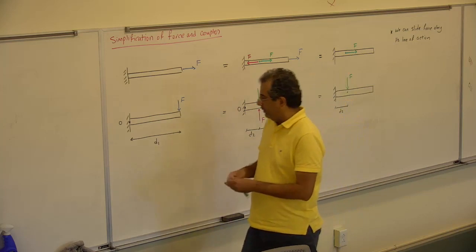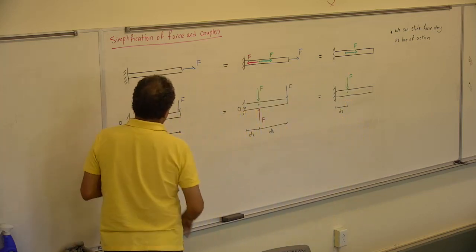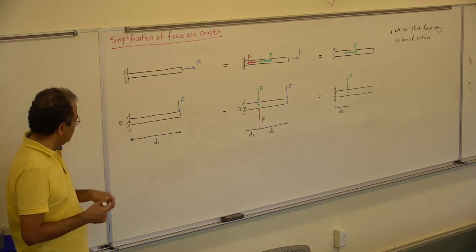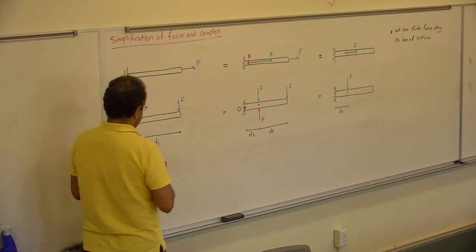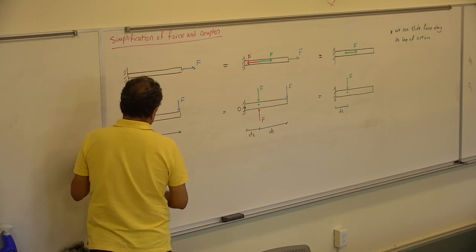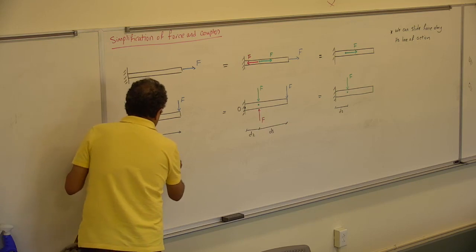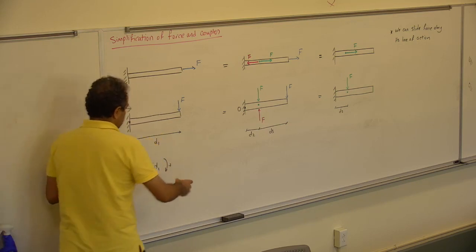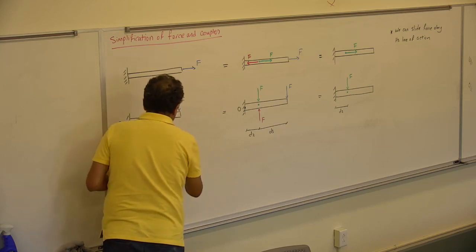So here, how much is the moment? At what point? How much moment does force F have about point O? F times D1. So in case one, it's going to be F times D1. And it's not rotating like that. No, it's rotating like that. Right?